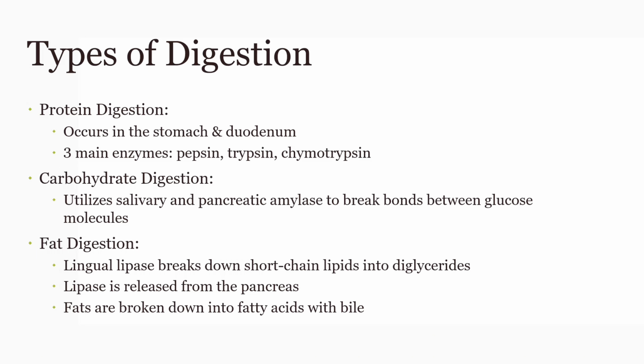This is stomach digestion and polypeptide breaking reactions, and I'm Allison Fayard. There are 3 main types of digestion that occur in the human body: protein digestion, carbohydrate digestion, and digestion of fat. Digestion of proteins occurs in the stomach and duodenum and utilizes 3 primary enzymes: pepsin, trypsin, and chymotrypsin. Carbohydrate digestion utilizes salivary and pancreatic amylase to break glucose molecule bonds. And finally, fat is digested by lipase from the pancreas, which breaks down short-chain lipids into diglycerides.